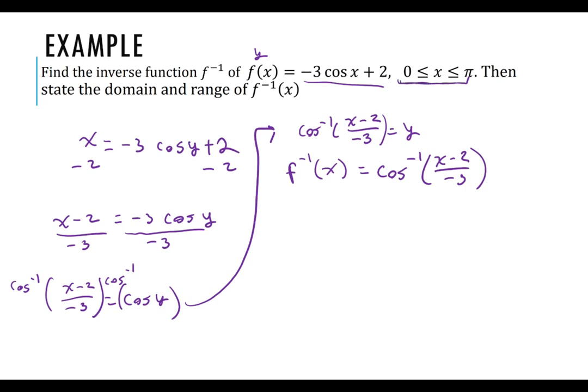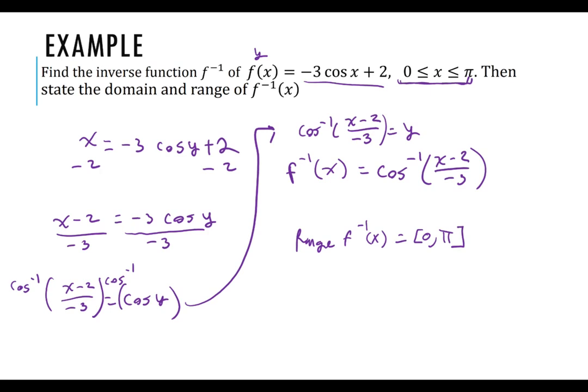In fact, if we want, we can go ahead and state that because we know the domain of this initial function, negative 3 cosine of x plus 2, is from 0 to pi, we then know that the range of f inverse has to be from 0 to pi, which we kind of anticipated, right? We know that that's what the output's going to be.